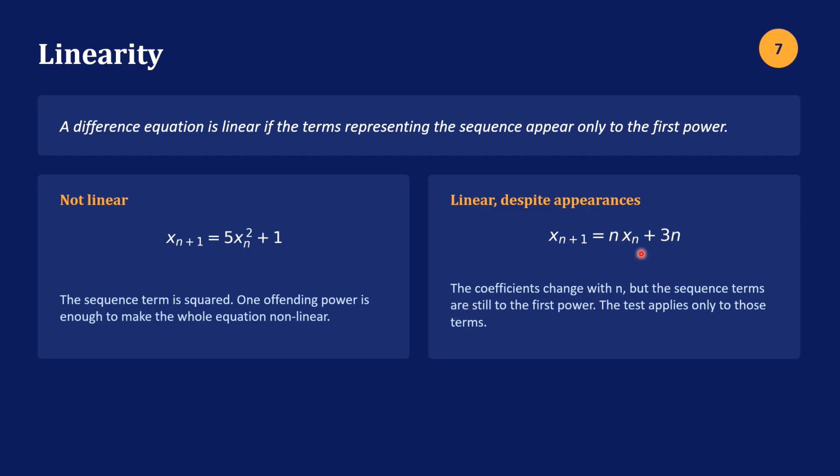So linearity is based on the terms in the sequence. Neither one of these is raised to a power higher than 1. And then these n's, it's 3n here. That doesn't change the fact that this is linear. It's based on the definition of linearity.